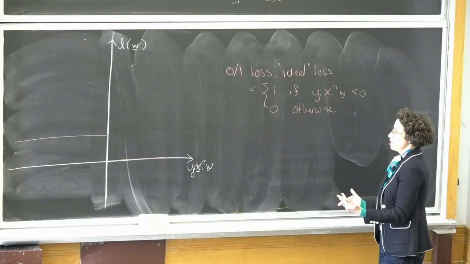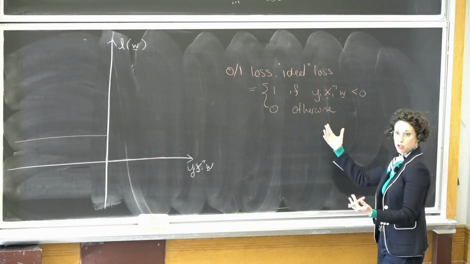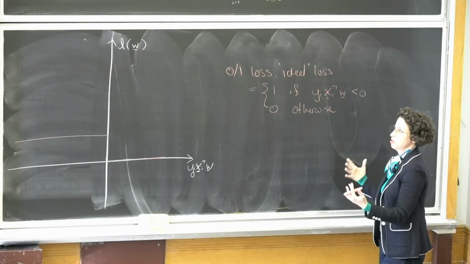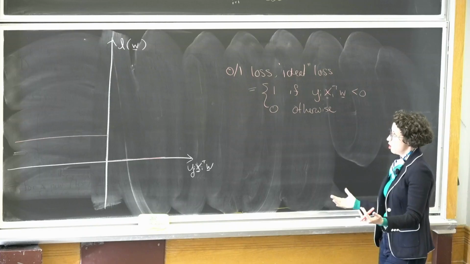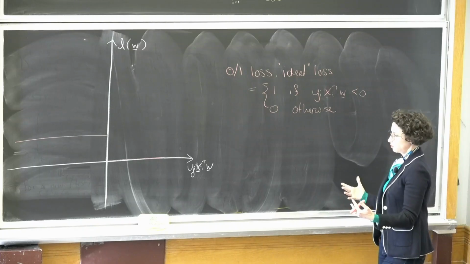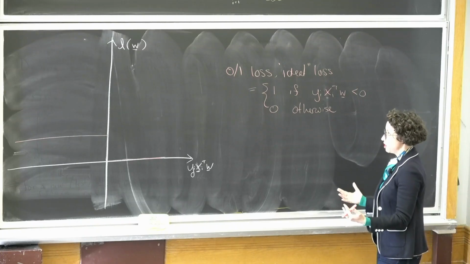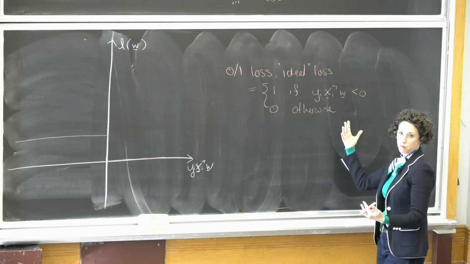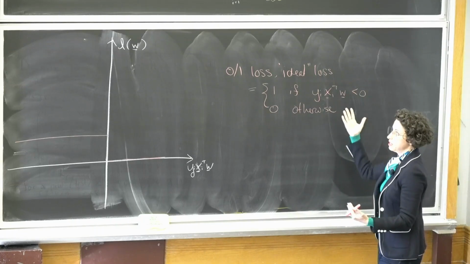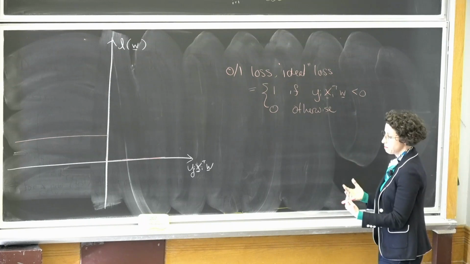The problem is that this is not differentiable. We can't do something like take the derivative and set it equal to 0 like we did with least squares. We also cannot use numerical optimization routines to find the right w. So this presents practical challenges, even though it's ideally what we care about.